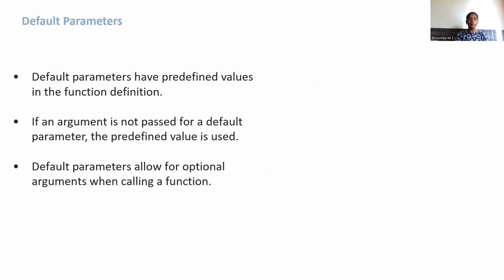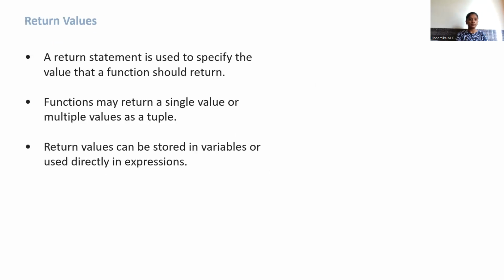Default parameters. Default parameters have predefined values in the function definition. If an argument is not passed for a default parameter, the predefined value is used. Default parameters allow for optional arguments when calling a function.